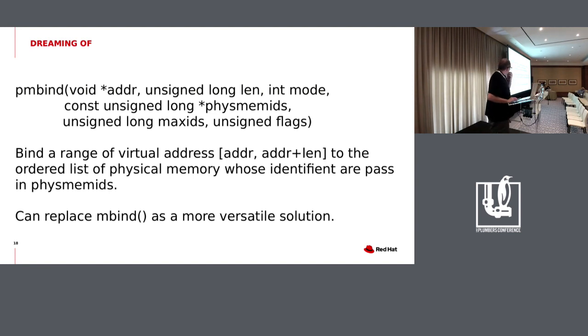The first entry in the list is the first one you want to migrate the range to. This is really the one you want to use. And the second one is, if you run out of the first one, try to allocate on the second one. And if you run out of the second one, try to allocate on the third one, and so on and so forth.